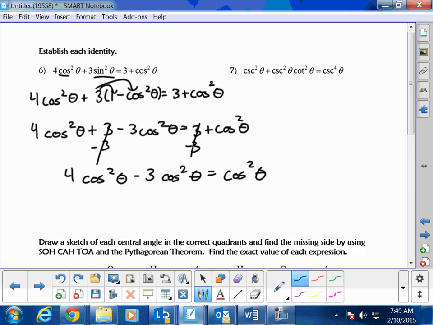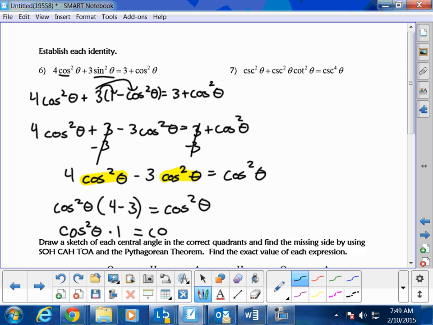Now, from here, I have these cosines that they have in common, so let me highlight these. This one and this one. So what I'm going to do is go ahead and factor those out. So when I factor those out, I'll have cosine squared theta, and I'll be left with 4 minus 3 equal to cosine squared theta. Now, this 4 minus 3 is just 1. So cosine squared theta times 1 is equal to cosine squared theta. And from here I prove it, because 1 times this is cosine squared theta. So it's done. I have it checked off.